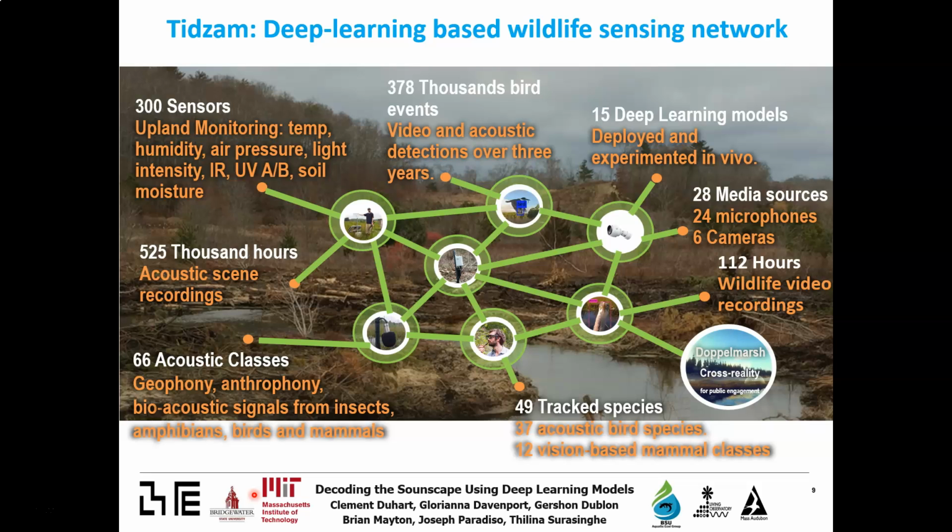So let's go one by one and understand what's going on over here. Let's start over here. We have over 300 sensors already deployed in the field, and we're trying to increase this number of sensors as this network solidifies. These 300 sensors are mostly monitoring the weather and the climate. So we monitor temperature, humidity, air pressure, atmospheric pressure, light intensity, infrared radiation, ultraviolet radiation, and soil moisture, because those are extremely important, biologically important physical and chemical parameters, right?